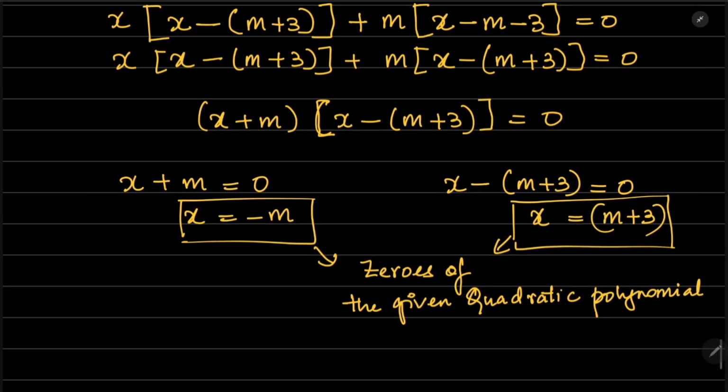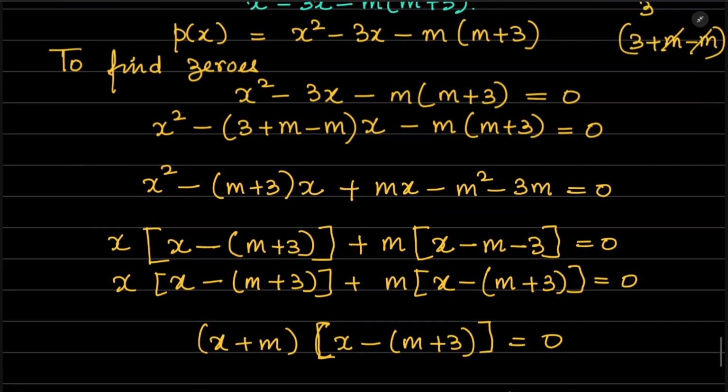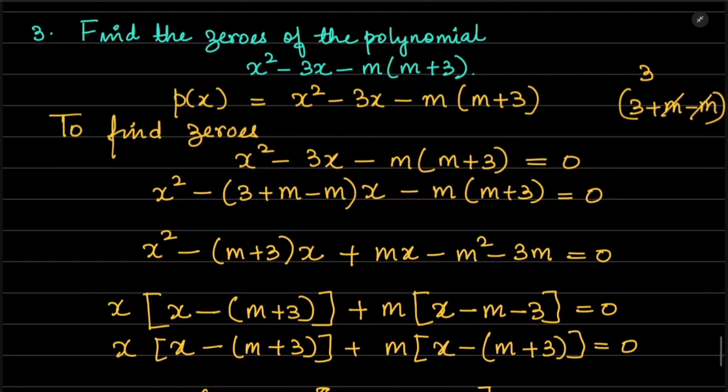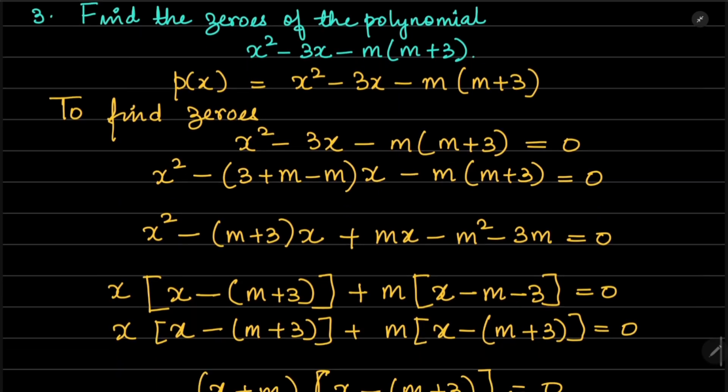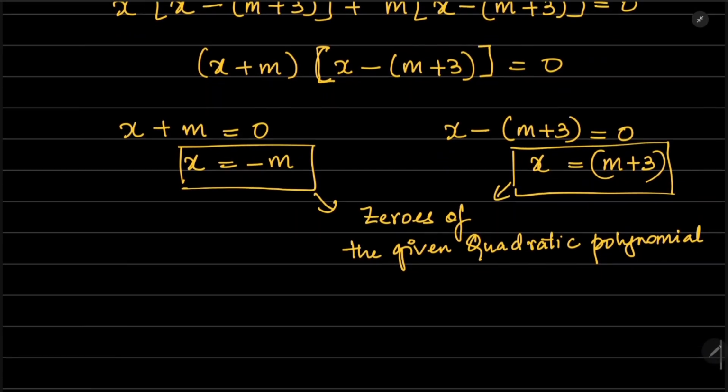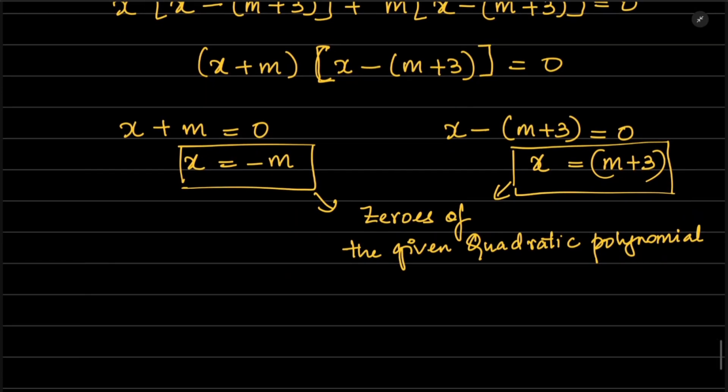Please solve it. Such questions are sometimes a little trickier, but if you solve it and see, then I'm sure if a similar question comes in the exam, you will definitely be able to do it. Pause the video and please do it. So these two, x equal to minus m and m plus 3, are the zeros of the given quadratic polynomial. Let's move on to the next question.